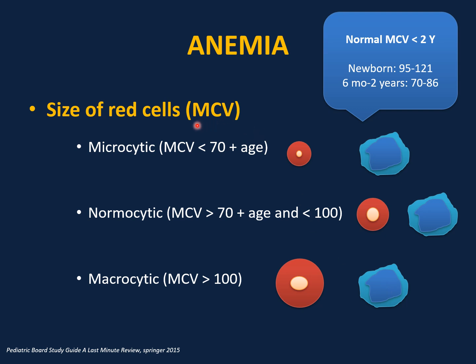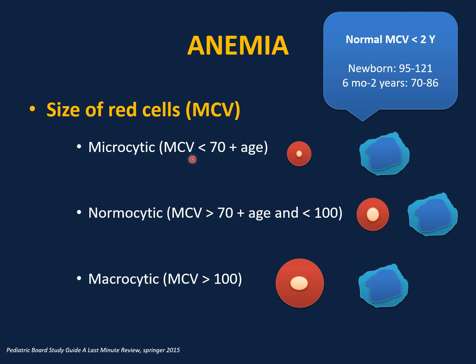Very important to know that MCV size varies by age. So in newborn period, the size will be between 95 and 121. So if you have a newborn with MCV 110, this is normal for age, is not macrocytic anemia. Between 6 months and 2 years of age, the size of MCV between 70 and 86. There is a helpful tool you can use to help you to know the lower limit of MCV or upper limit of MCV if you do not have the references handy.